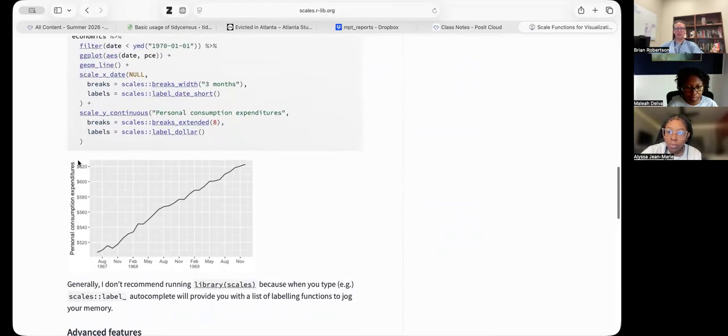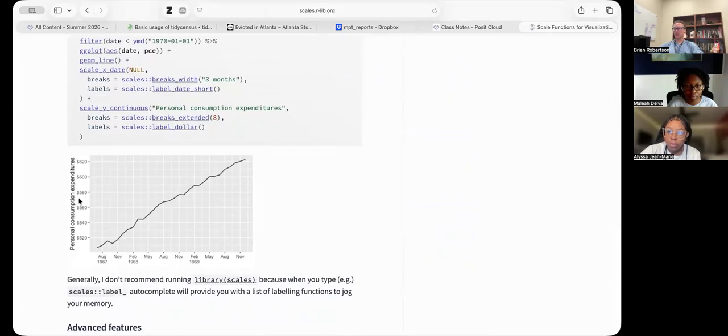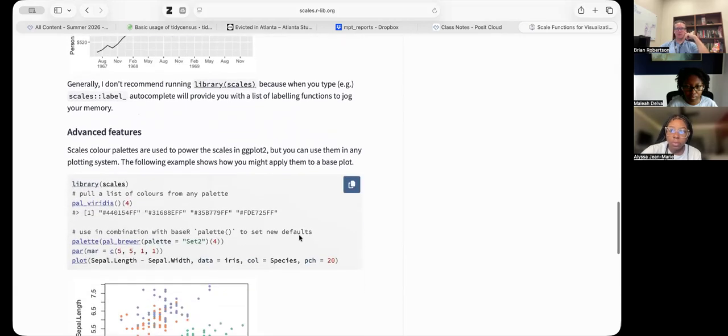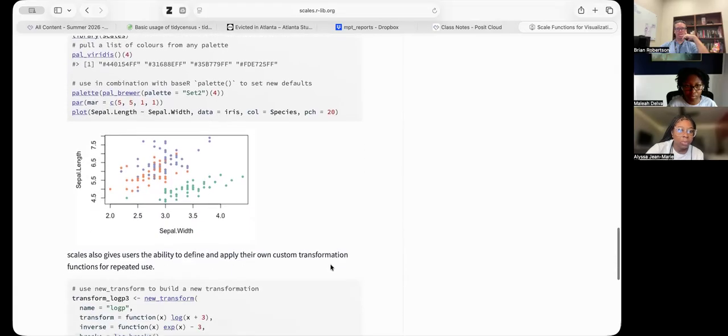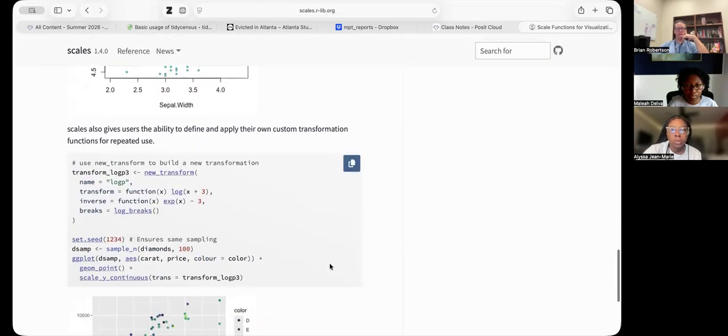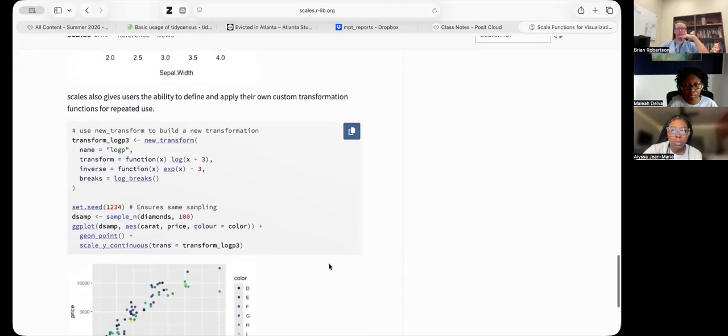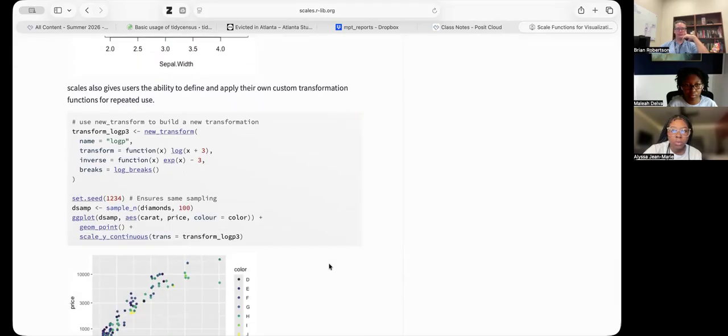You can do dollar notation, right? Which is a big one. Commas are a big one too. We've been dealing with data that spans orders of magnitude, so having a comma in there can be particularly nice. There's a bunch of advanced features if you want to get into colors and stuff. That gives you some options there.